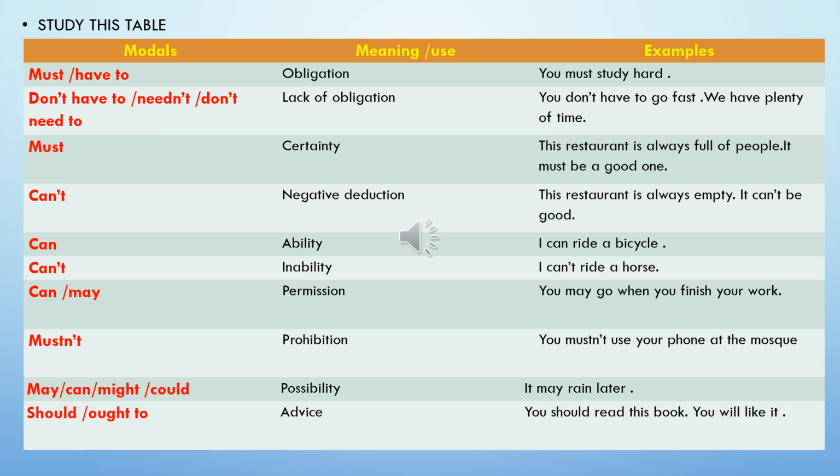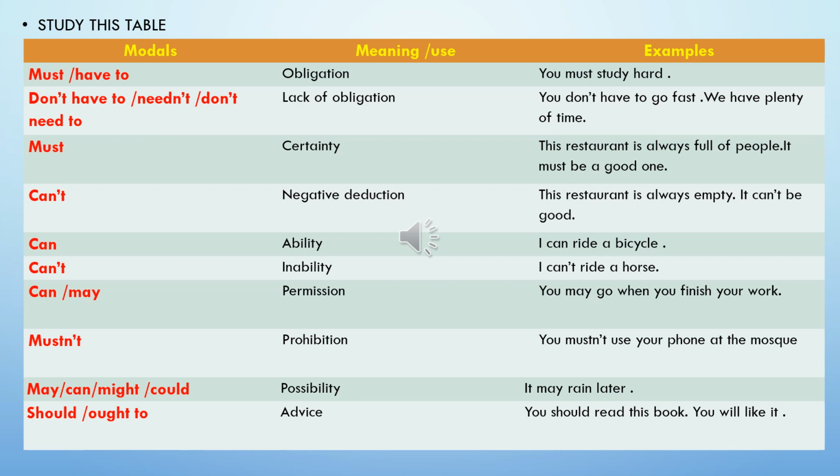You make a comparison now between must and can't. Look at the first one. This restaurant is always full of people. It must be a good one. Okay, so I am sure. I'm sure it's a good one. And the one with can't, this restaurant is always empty. It can't be good. So that means I am sure this restaurant is not good. It doesn't mean I am not sure. No, I am sure this restaurant is not good. And they have an evidence. It's because the restaurant is always empty. Okay, so you pay attention please to these ones.